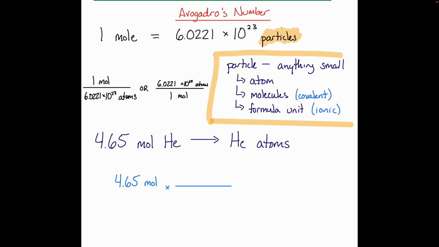All right, so first of all, I'm starting out with 4.65 moles of helium. So which one of these two conversion factors am I going to use? The one on the left or the one on the right? The right, because I need moles on the bottom. So if I set it up here with my mole of helium on the bottom, my 6.0221 times 10 to the 23 helium atoms, then moles will cancel out, and I'll be left with those units of atoms.